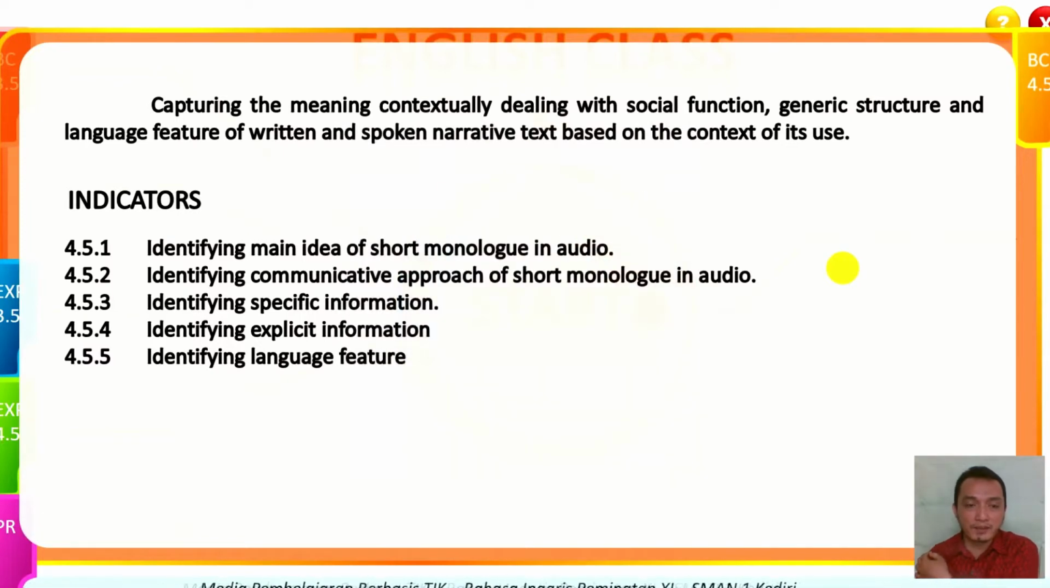In 4.5, there are some indicators that should be achieved to reach the goals of the lesson. The first is 4.5.1, identifying the main idea of a short monologue in audio. On 4.5.2, identifying the communicative purpose of a short monologue in audio. 4.5.3, identifying specific information, explicit information, as well as identifying the language features. So this relates to the activity of capturing the meaning contextually, relating to the audio that's played.